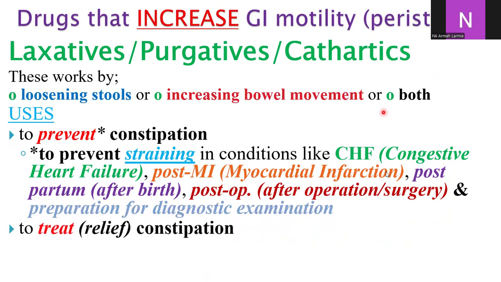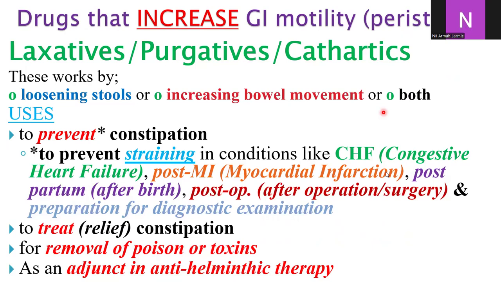All right. Now, how do these agents work, and for what purpose do we use these agents? Basically, there are two main ways by which this class of drugs works. They loosen the stool, which is the content of the GI tract. They make it softer, less hard, so that it can easily be pushed through the tract forward, like we stated earlier. Or they can also affect the muscles themselves and cause the muscles to move faster, the peristalsis activity to move faster.